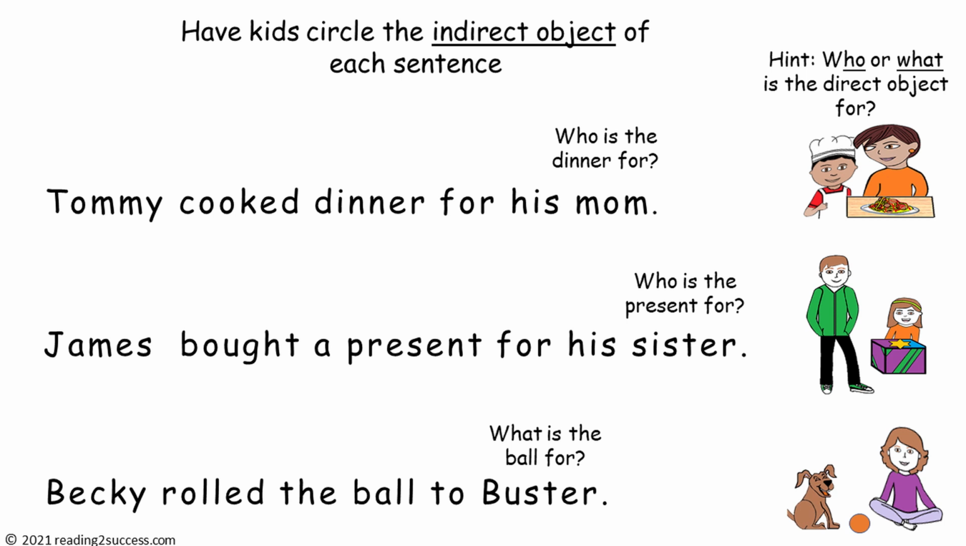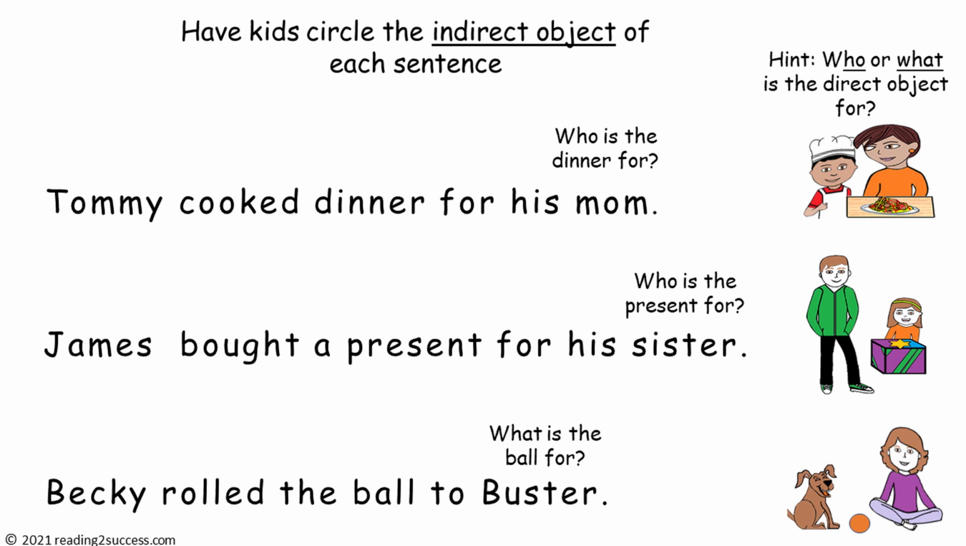indirect object. Let's look at the second sentence. James bought a present for his sister. The question is, who is the present for? The answer is sister. Sister is the indirect object.